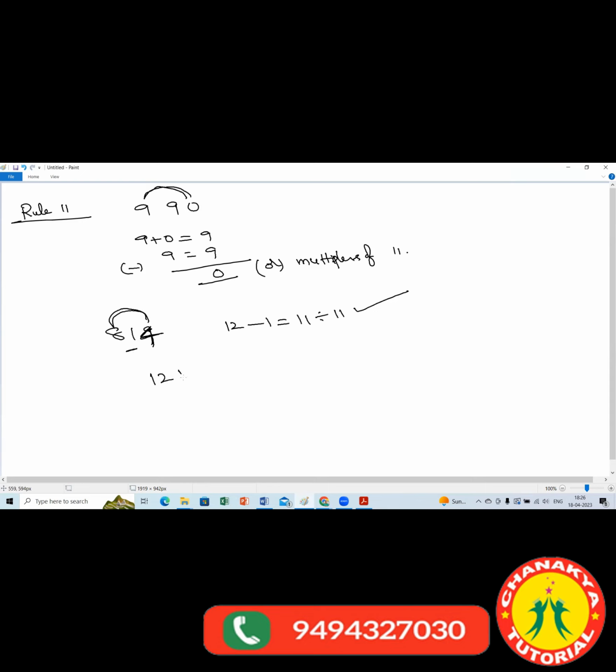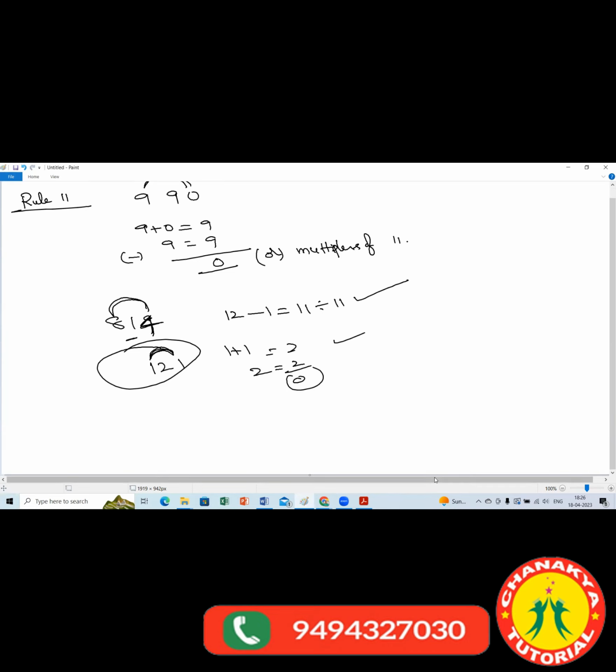Suppose you take 121. What are the alternative digits? You can take alternate: 1 plus 1 is 2, and 2 minus 2 is 0. So the alternative digit difference should be 0 or a multiple of 11. Children, I won't go much further about it. We have to play a quiz on these divisibility rules. Next question to the student.